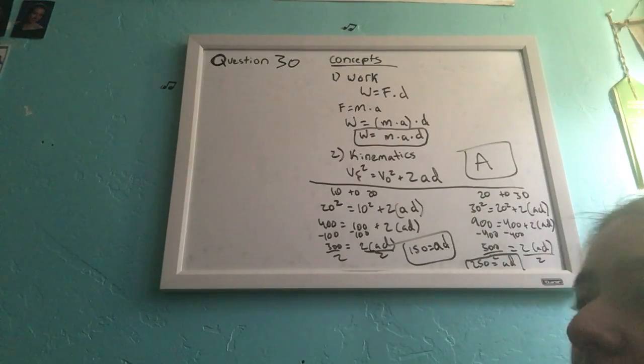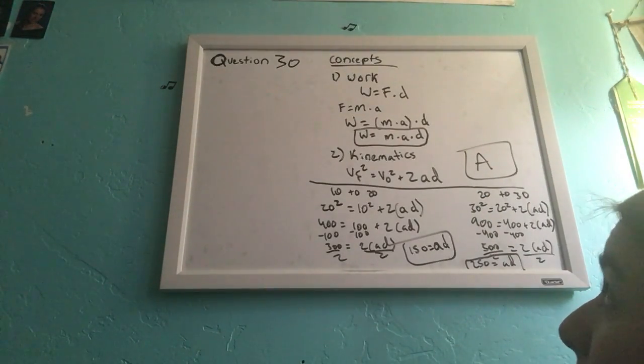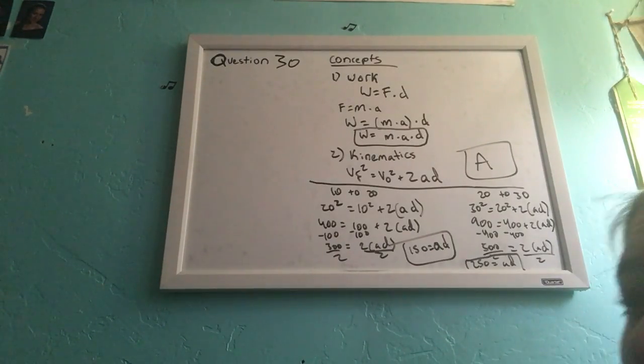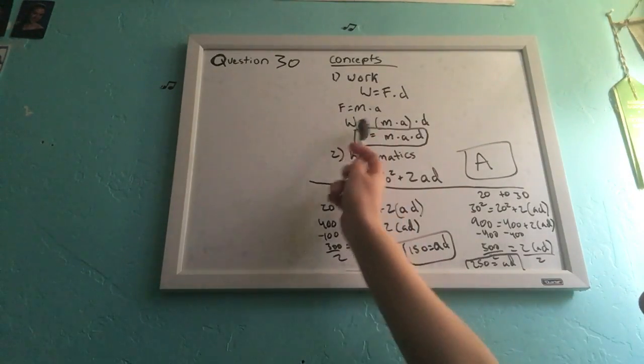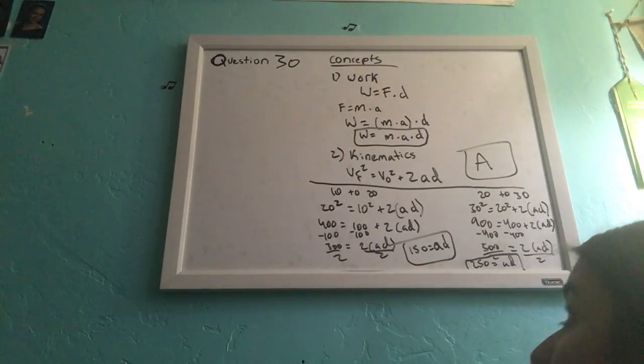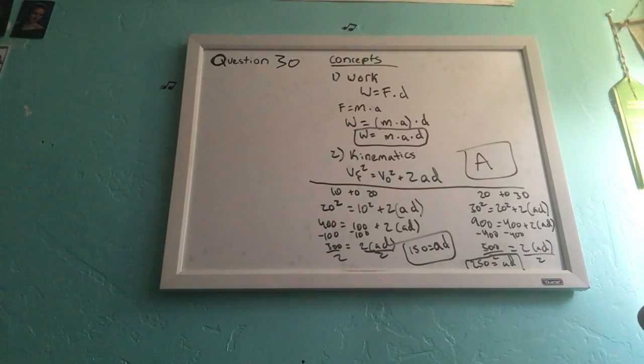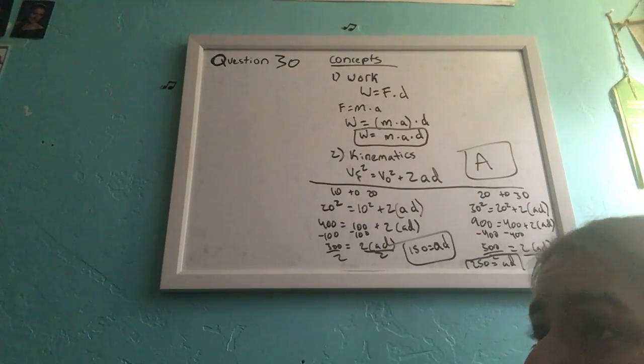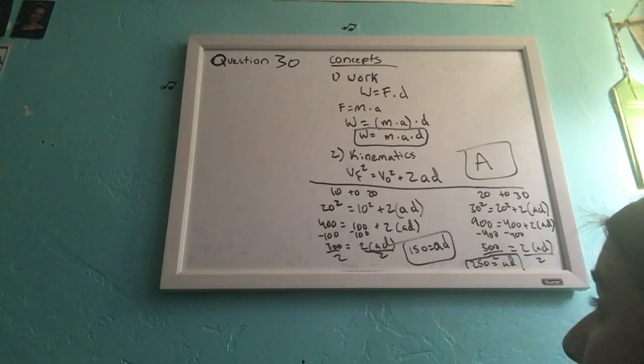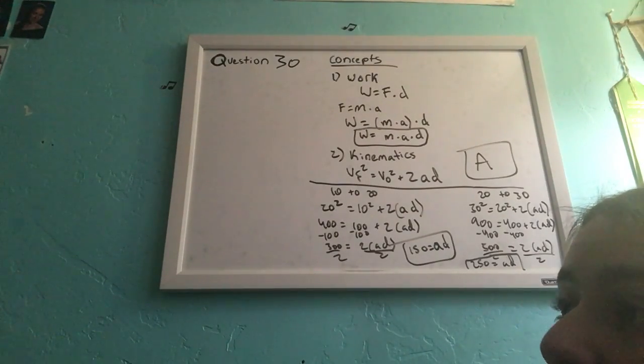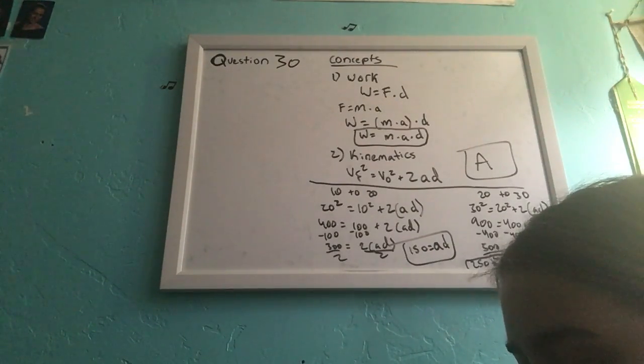So in conclusion, this question shows important concepts of work, specifically that I can say work is equal to mass times acceleration times distance, because force is equal to mass times acceleration. It shows how I can solve for that in a kinematics equation, and also how I can use kinematic equations to solve a question like this.